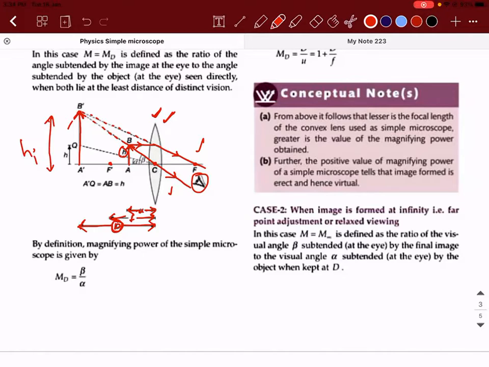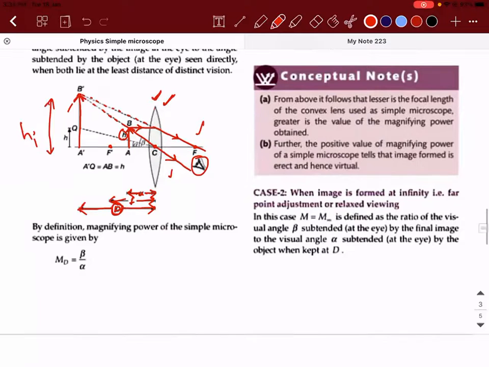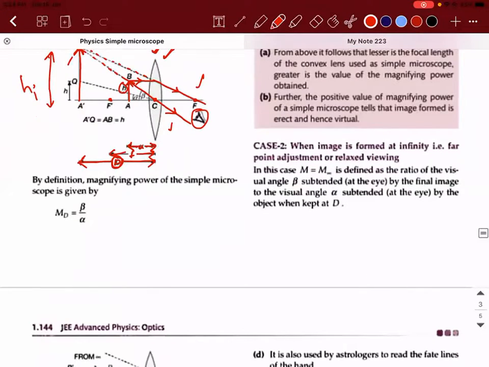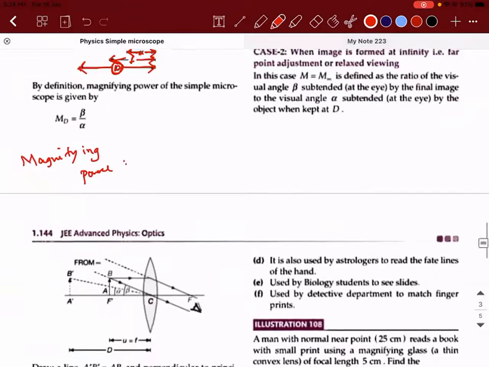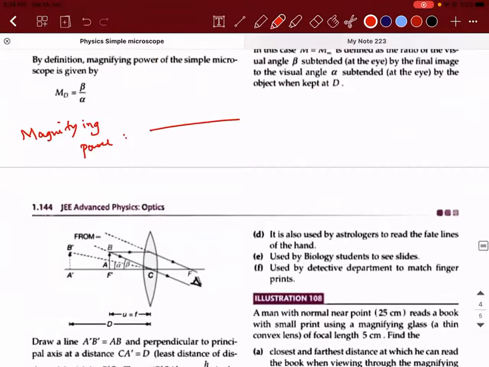Yes, sir. Am I clear with these two? Right. Now I have a question to be answered. My job is to define magnifying power. So what is the magnifying power of a microscope? Tell us. It is the angle subtended by the final image at a point near the eye, divided by the angle subtended by the object at.